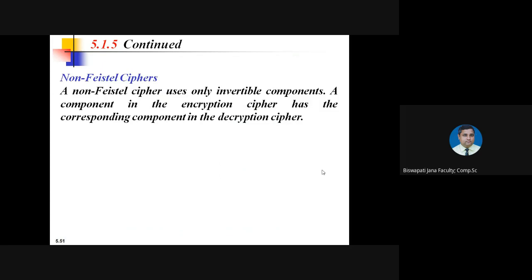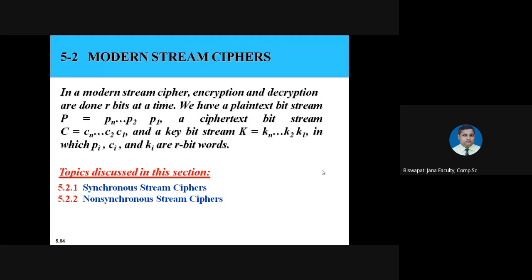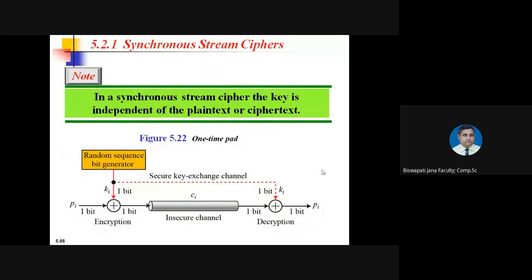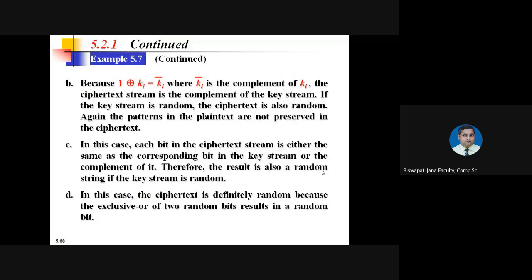And non-Feistel ciphers use only the invertible component. Sometimes non-Feistel ciphers are used, but each component in the encryption cipher has the corresponding component in the decryption cipher. It is only invertible, meaning it is directly reversible. Okay, leave this one.